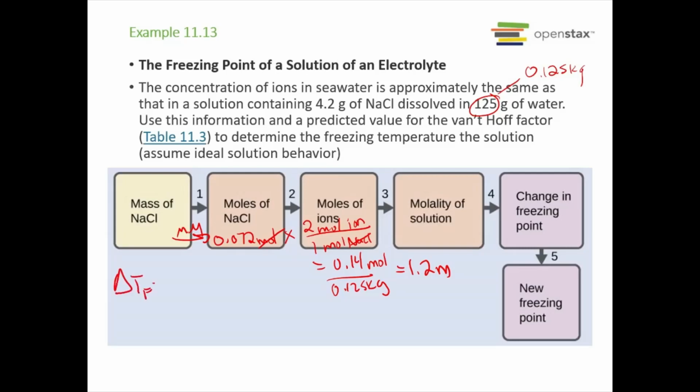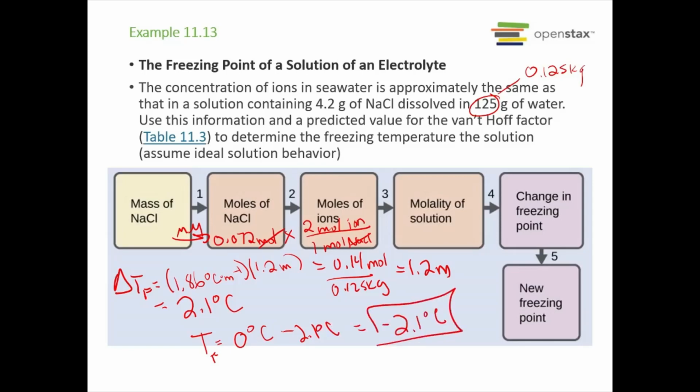So our delta T_F, going back to the table from earlier for freezing point depression, for water, K_F is equal to 1.86 degrees Celsius times inverse molal, times 1.2 molal. So our change in freezing point is equal to 2.1 degrees Celsius. So now our freezing point is equal to 0 degrees Celsius, which is the normal freezing point of water, minus 2.1 degrees. We get negative 2.1 degrees Celsius as our new freezing point.